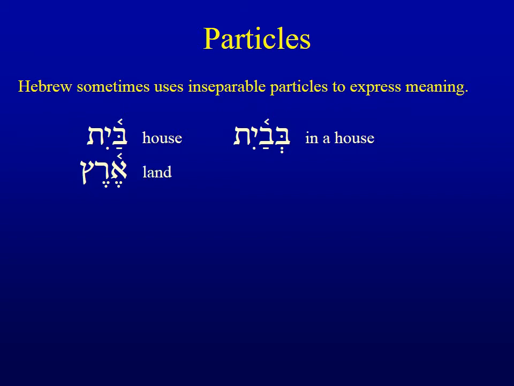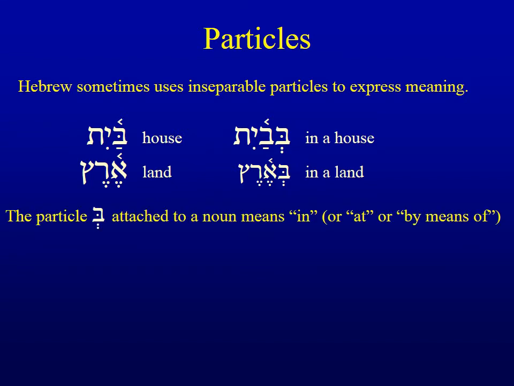Similarly, eretz means land, be'eretz means "in a land." So when we add the particle bet to the beginning of a noun, then we get the meaning "in." It can also mean "by means of," and it can also mean "at." Now we've also got other inseparable particles. This one, the hey with the composite shva, is basically a question mark. It indicates an interrogative. It comes at the beginning of a sentence, not at the end, so you have to know that you're looking for a question from the beginning.